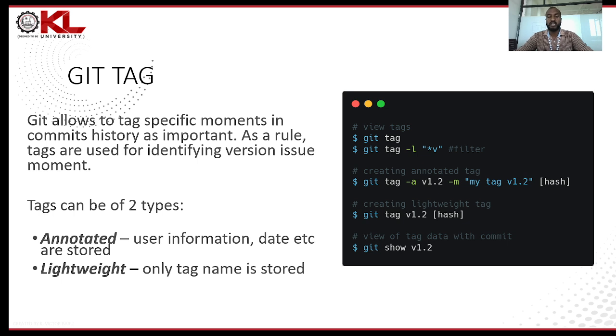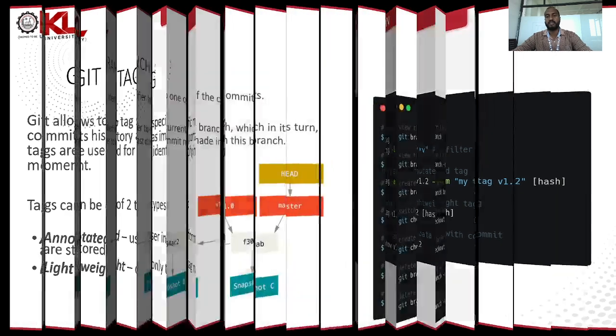If we want to see the tag information, we use the command git show. Git show gives you the action you performed on any specific repository. Hope you all understand how to create a tag, the need for a tag in Git, and the way of creating annotated and lightweight tags.